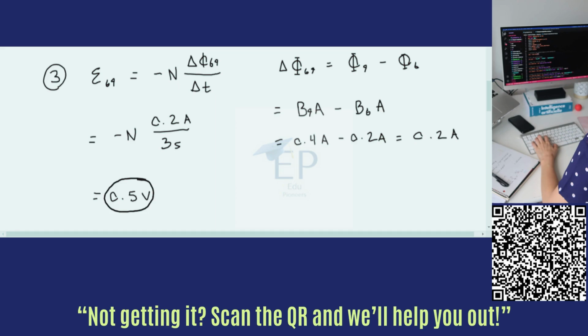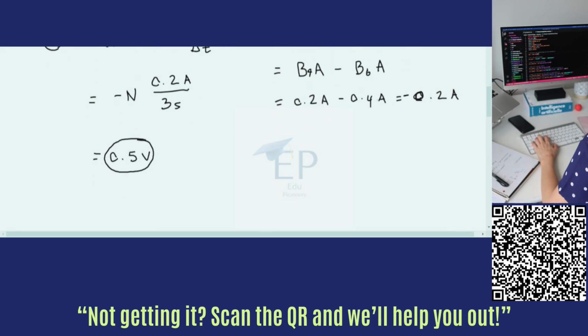And back here, these were mixed up. This should have been 0.2, and this one should have been 0.4. So then we would have a minus 0.2, which will cancel out our sign, and we'll end up with a positive induced EMF.